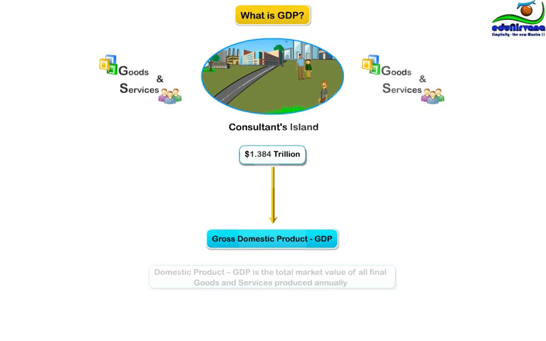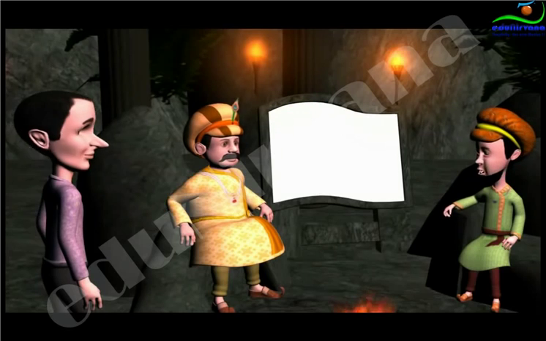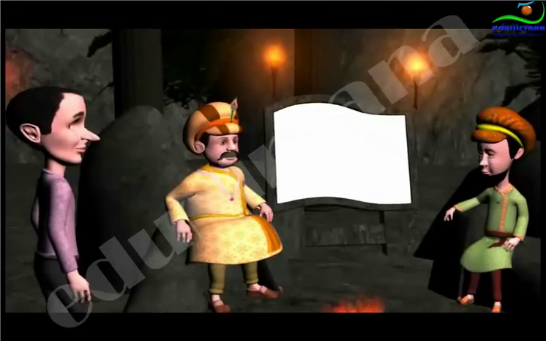Simply put, gross domestic product, GDP, is the total market value of all final goods and services produced annually within a country's borders. Can you please explain by taking a simple example?